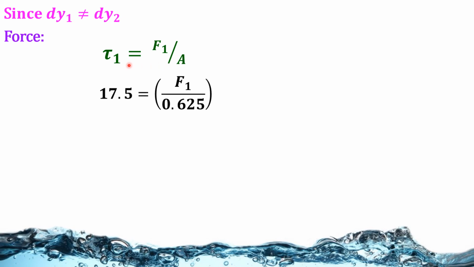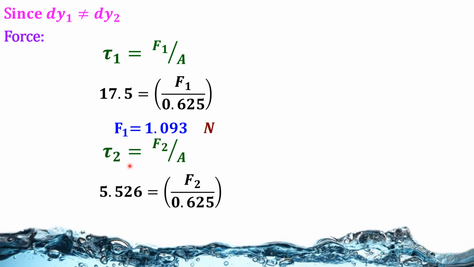Since dy1 is not equal to dy2, we are going to calculate the force for two different conditions. First, tau1 is equal to F1 by A. We know that tau1 is equal to 17.5 Newton per meter square and area A as 0.625. Substituting the values, we get F1 is equal to 1.093 Newton. Then tau2 is equal to F2 by A. Tau2 is equal to 5.526 Newton per meter square, which we have already calculated. Substituting the A value, we get F2 is equal to 0.345 Newton.